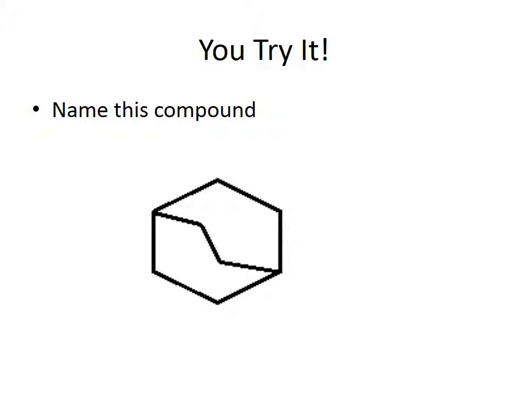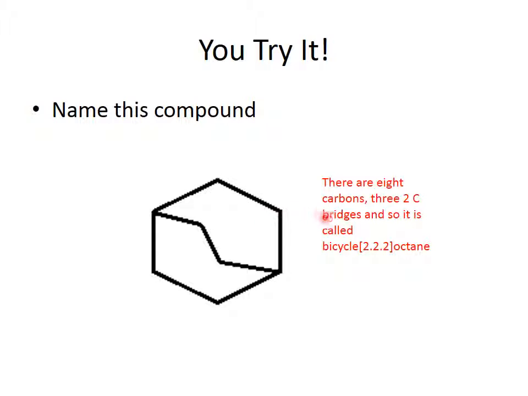Okay, go ahead and try to name this compound. If I name this compound, the first thing I'm going to do is count all the carbons. 1, 2, 3, 4, 5, 6, 7, 8. So this is going to be an octane. It is bicyclo, but now I have to count the numbers in the bridge. If I look, there are 3 bridges with 2 carbons each. So this is going to be bicyclo, not bicycle, my apology, there's a typo there.